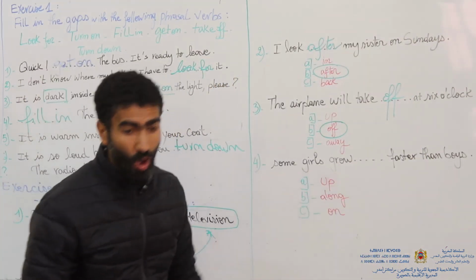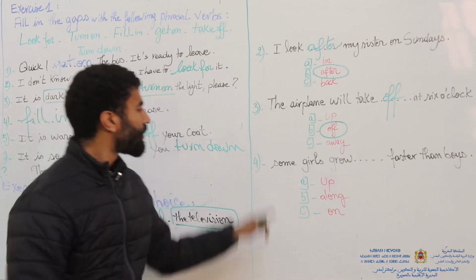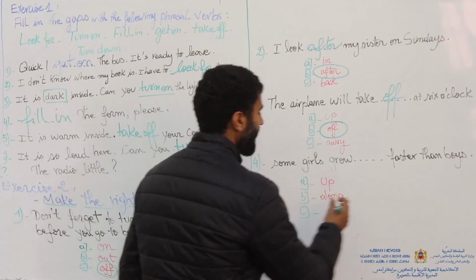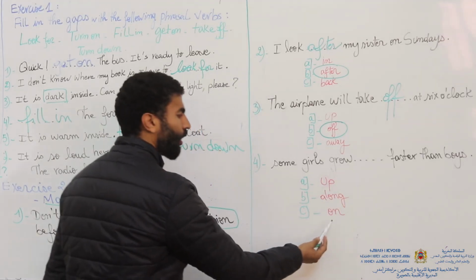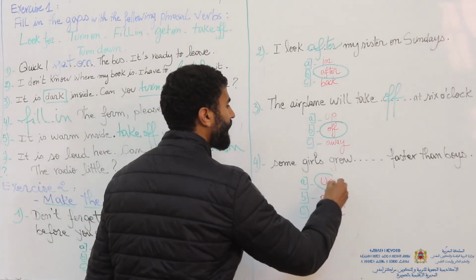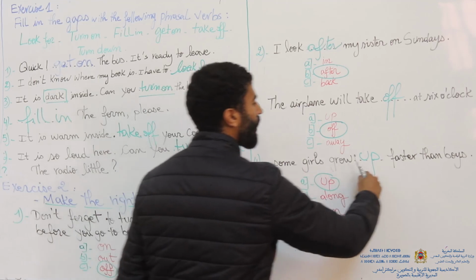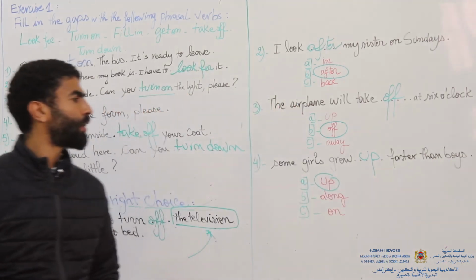Some girls grow, so grow, grandir, grow. So some girls grow. Is it up, along, or on? So normally you grow up, grandir, you grow up faster. Some girls grow up faster than boys.